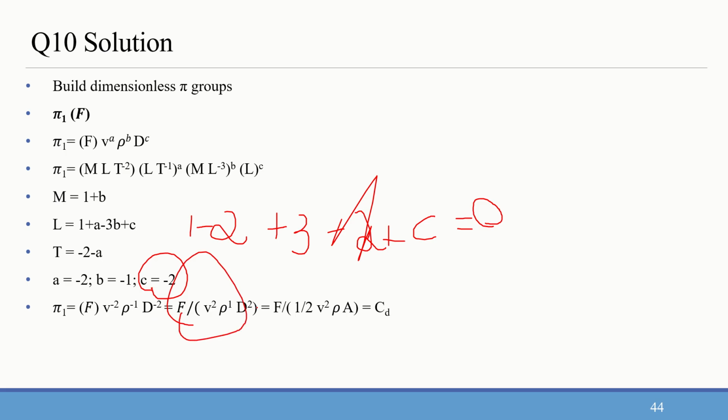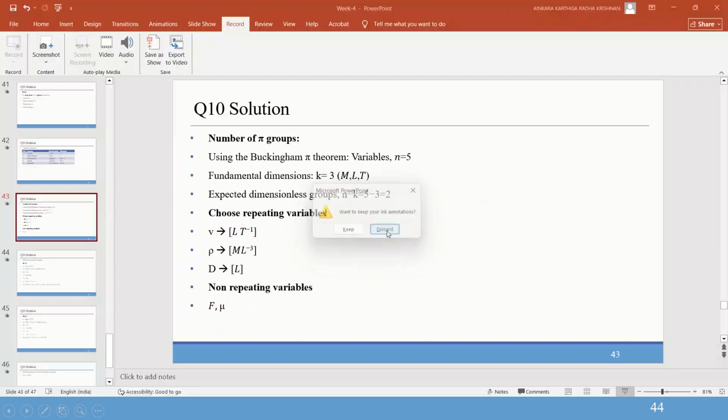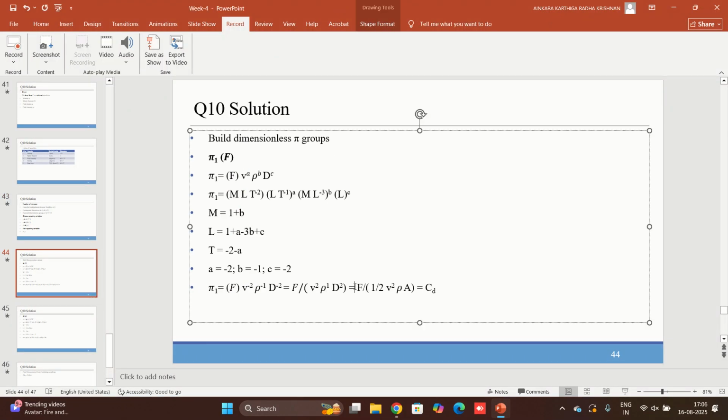It is F by... this is not equal, I'm sorry. So note, if we take some half, and instead of D square if we have A, it is F by half rho V square into A. What does that give us? It gives us the drag coefficient, which does not have any unit.